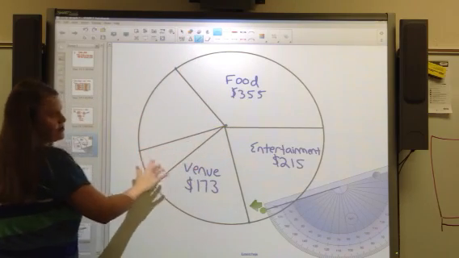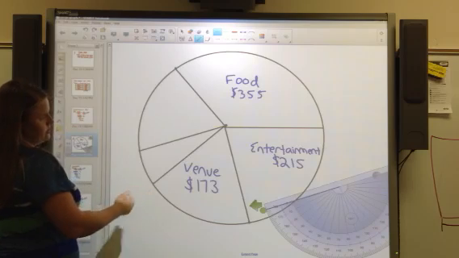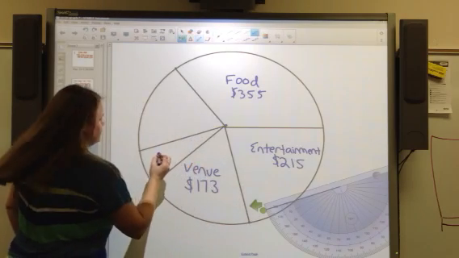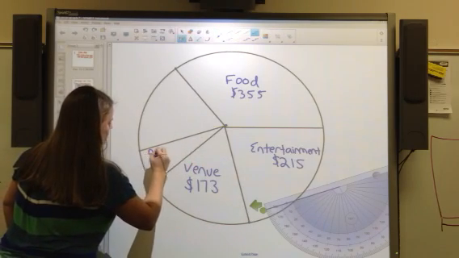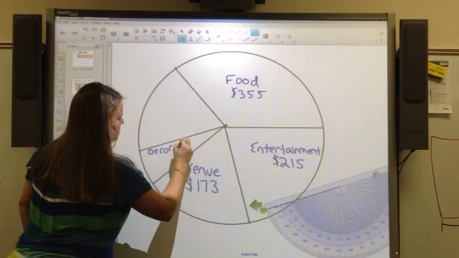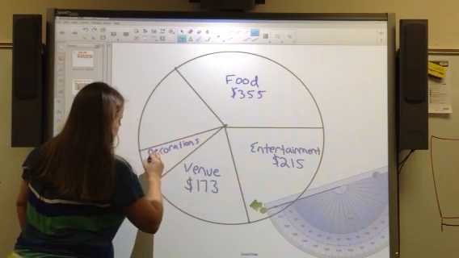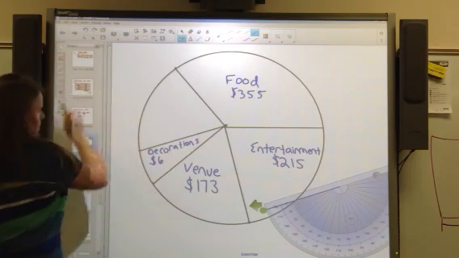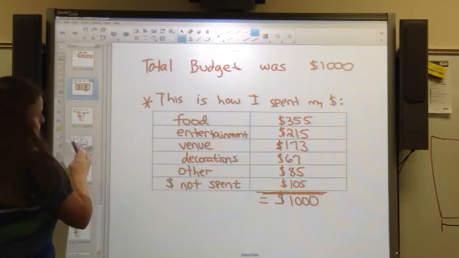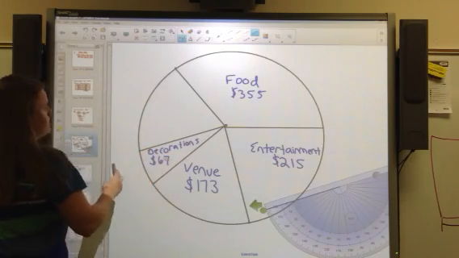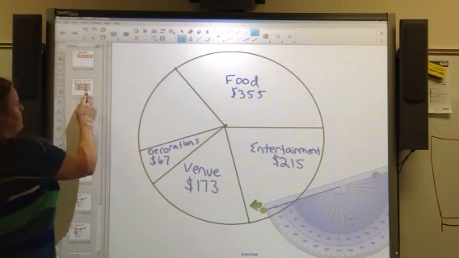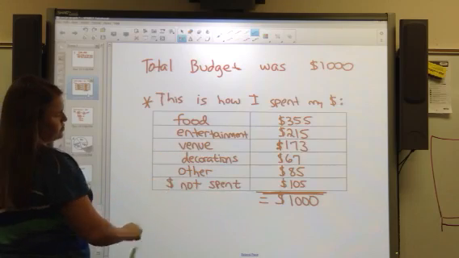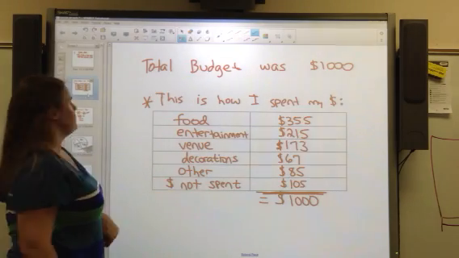So again, you can see it's a very small portion that was spent on decorations. I'm going to have to write small. Decorations, and that was $67, I believe. Yep, $67. So now we're left with two last parts of the budget. We've done the food, the entertainment, the venue, decoration. Now we have to do other and money not spent.